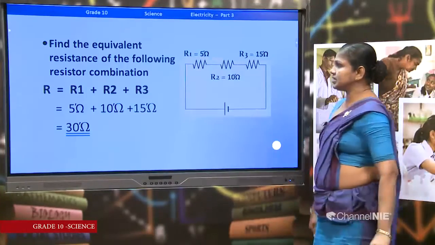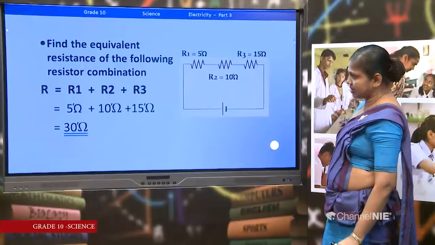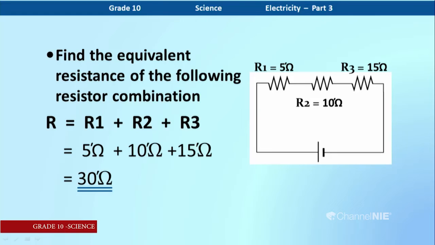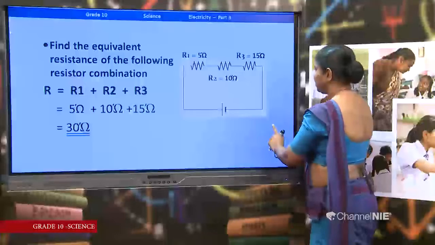This is another example with three resistors connected in series. How do we get the equivalent resistance here? See, the equivalent resistance R equals R1 plus R2 plus R3. That's 5 plus 10 plus 15. Answer: 30 ohm. Right. Next.